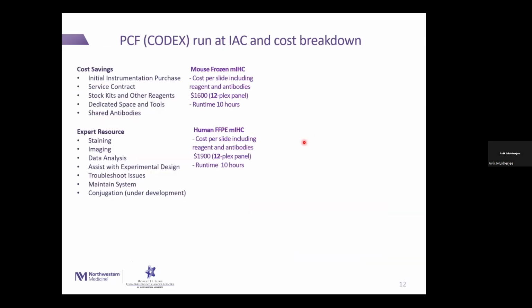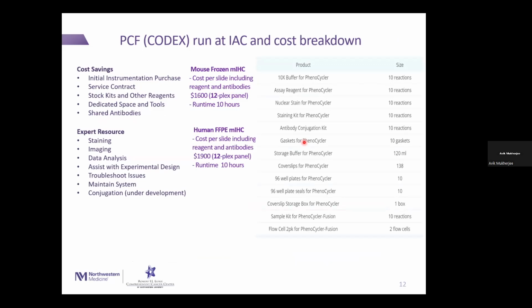As I said, I don't have data for this PCF or the Codex platform, but I can tell you the cost breakdown, because this is the first question I get from anyone who wants to run a PhenoCycler-Fusion or Codex. For a mouse frozen 12-plex section, the cost would be around $1,600 for the service only. The users need to buy their own antibodies. The rest of it, we provide the reagents and runtime and the 3-day protocol that needs to be done for this workflow. And for a human FFPE section, the cost would be $1,900 per slide.